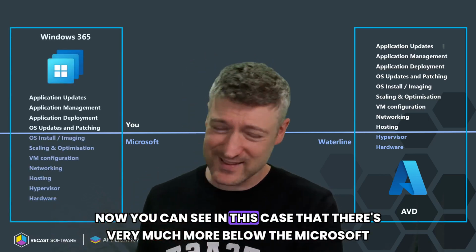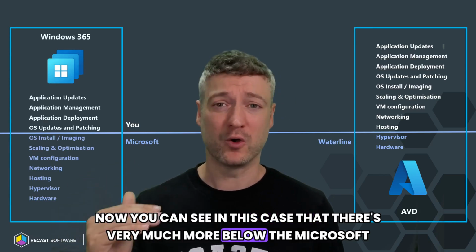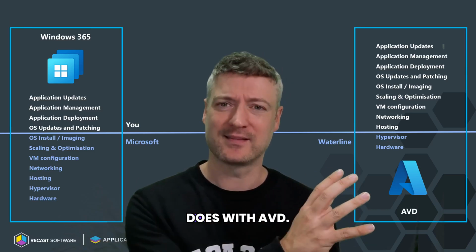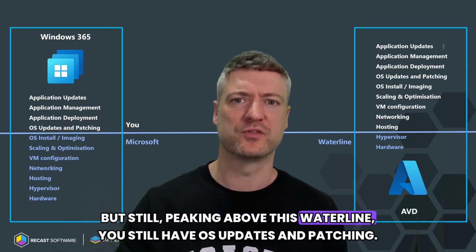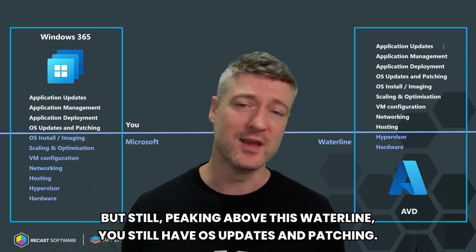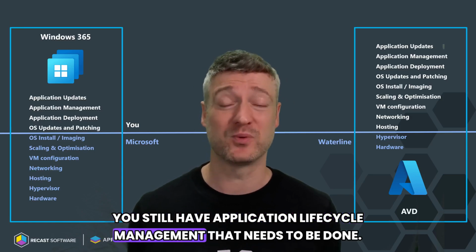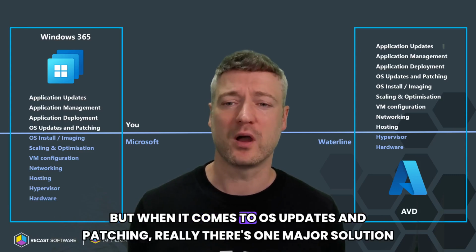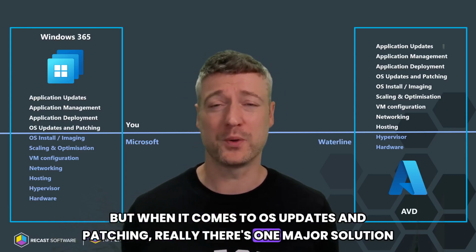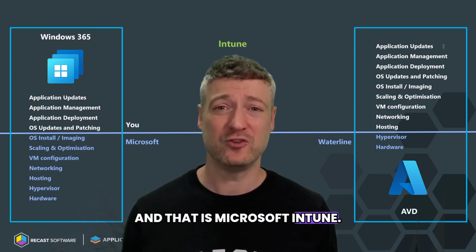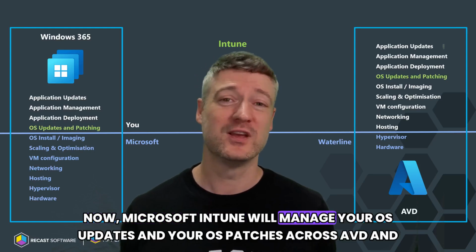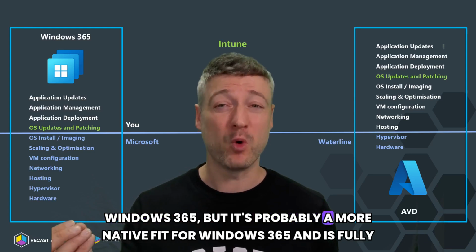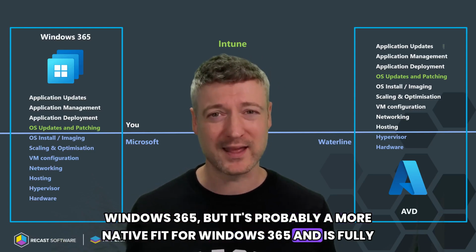Now, you can see in this case that there's very much more below the Microsoft waterline, which means that Microsoft manages a lot more of the stack than it does with AVD. But still, peaking above this waterline, you still have OS updates and patching. You still have application lifecycle management that needs to be done. Now, Nerdio still has a place here as well. But when it comes to OS updates and patching, really there's one major solution, and that is Microsoft Intune. Now, Microsoft Intune will manage your OS updates and your OS patches across AVD and Windows 365, but it's probably a more native fit for Windows 365 and is fully supported.